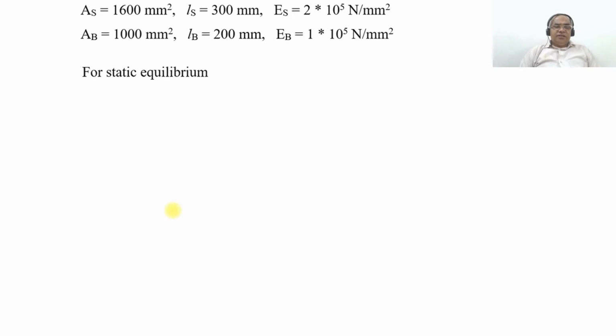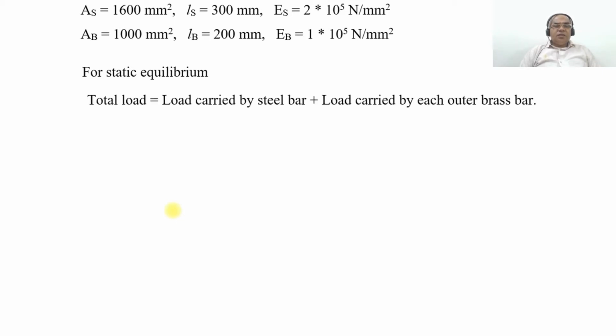For the static equilibrium condition, the total load will be equal to the load carried by the steel bar plus the load carried by each of the outer brass bars. So total load P will be equal to PS plus PB plus PB, so P is equal to PS plus 2PB. And what is the total load? The total load is 50 into 10 to the power of 3. Therefore, 2PB plus PS will be equal to 50 into 10 to the power of 3.